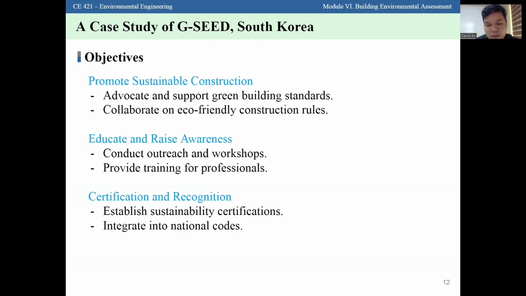Here are several objectives. The first one is to promote sustainable construction, to support the green building standard and collaborate on eco-friendly construction rules. Moving to the next one, educate and raise awareness: conduct outreach and workshops and provide training for professionals. For certification and recognition, we need to establish sustainability certification and also integrate it into the national code.